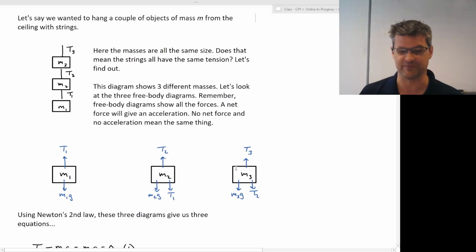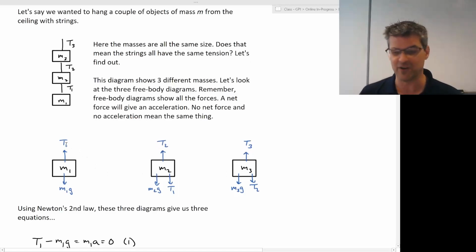Now each of these masses is just hanging from the ceiling, so there's no acceleration for any of them. But I don't know what T1, T2, and T3 are. These three things are all unknown in my problem. But because I have three diagrams, 1, 2, 3, and I have three unknowns, I can come up with three different, linearly independent equations. I can solve for T1, T2, and T3 uniquely. There's only one T1, there's only one T2, and there's only one T3.